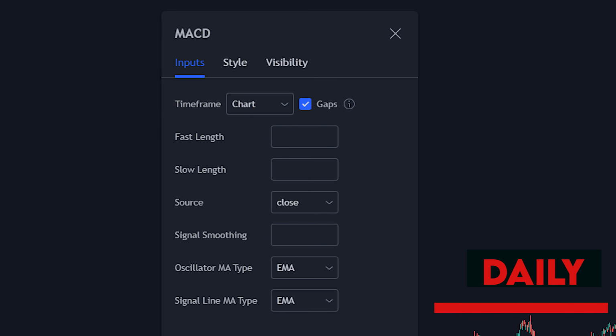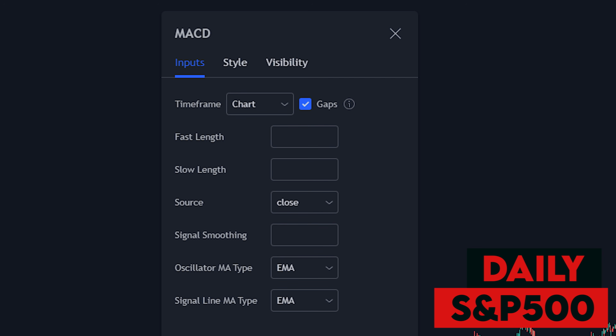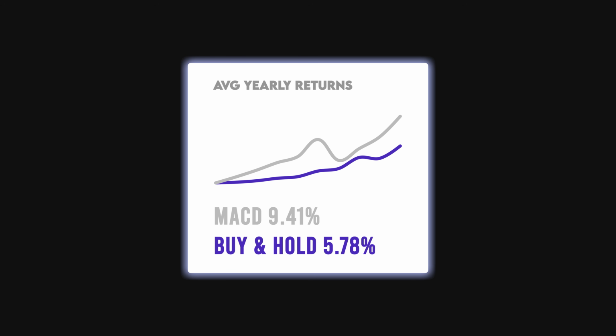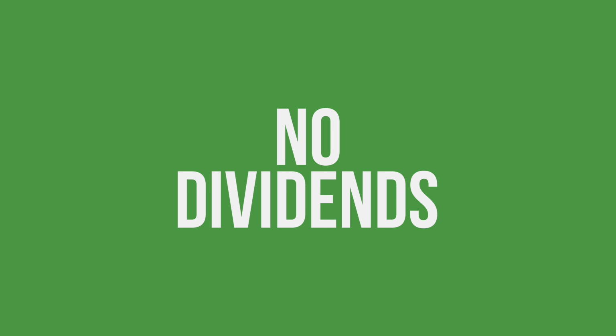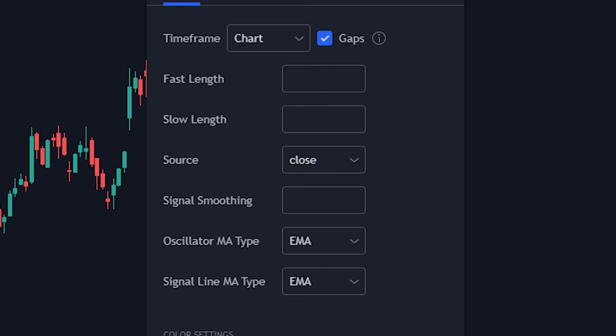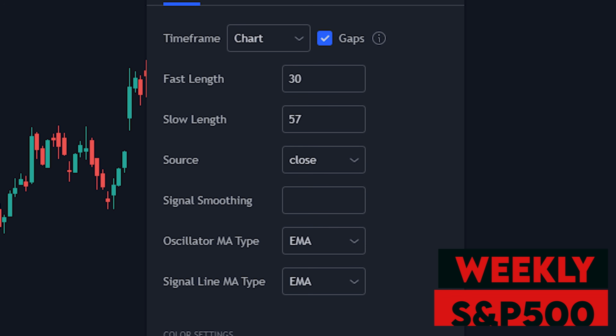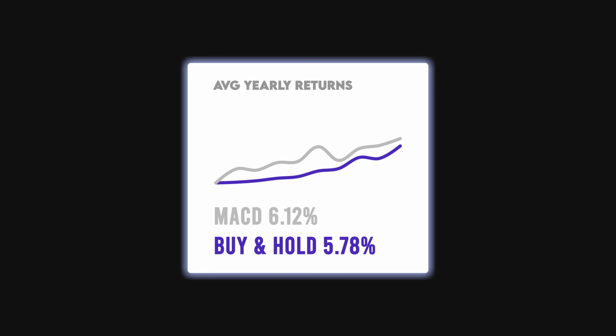The first test was on the daily time frame. The optimal MACD settings on the daily time frame for the S&P 500 were 2, 60, and 2. This strategy made a total average profit of 9.41% per year versus the buy and hold average of 5.78% per year. Keep in mind though, this is not including dividends being reinvested. For the weekly time frame on the S&P 500, the best settings were 30, 57, and 27. The strategy yielded 6.12%, while the buy and hold made an average of 5.78%.